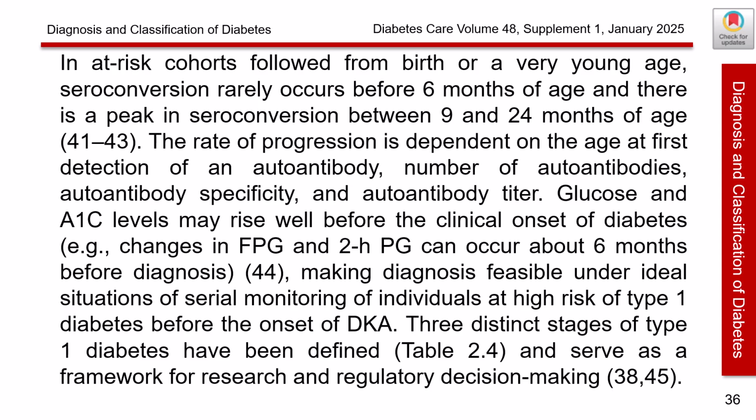For example, changes in fasting plasma glucose and 2 hours plasma glucose can occur about 6 months before diagnosis, making diagnosis feasible under ideal situations of serial monitoring of individuals at high risk of type 1 diabetes before the onset of diabetic ketoacidosis. 3 distinct stages of type 1 diabetes have been defined and serve as a framework for research and regulatory decision-making.